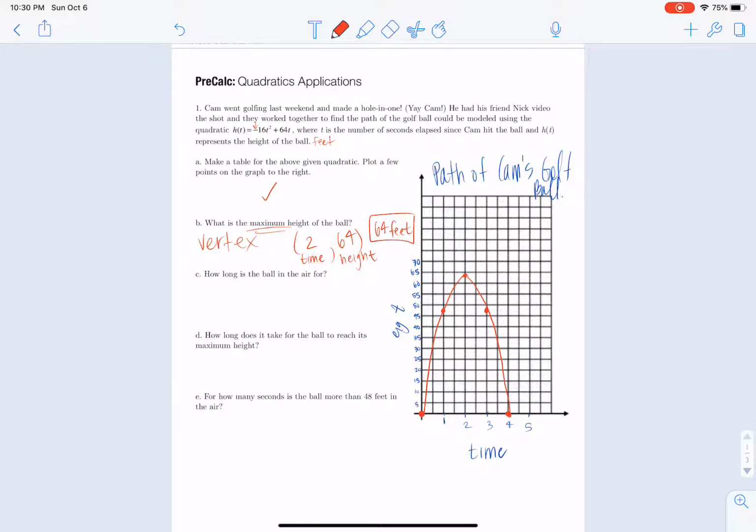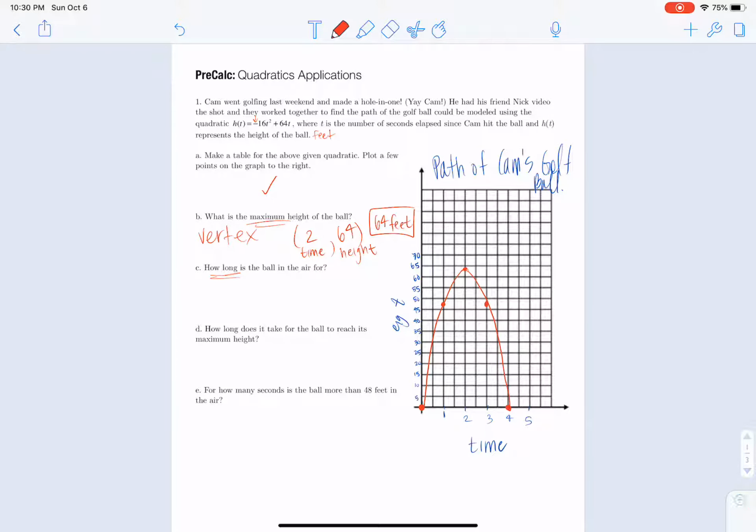How long is the ball in the air for? So how long is asking for an x-coordinate. The ball is in the air, so here it's leaving Cam's golf club, traveling up, hitting its maximum height, and then coming back down. The ball is in the air for 4 seconds. So this is another way of saying, what is that x-intercept?